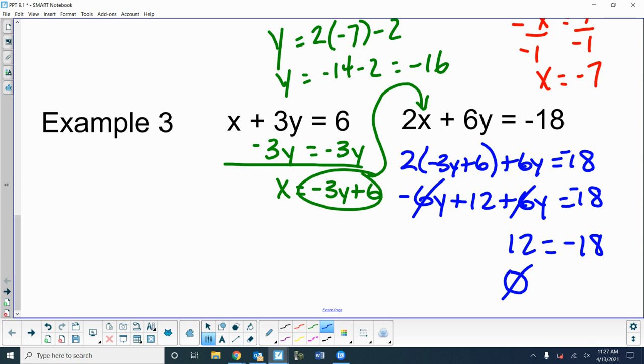What if it was a true statement? What if it said 12 equals 12? There's a lot of answers, right? There's an infinite number of answers, okay? So if you get a true statement, you just say infinite solution. You can pick any number you want for X, figure out Y, it's going to work in both. Or pick any number you want for Y and then figure out X, and that's going to work. So every now and then that's going to happen.